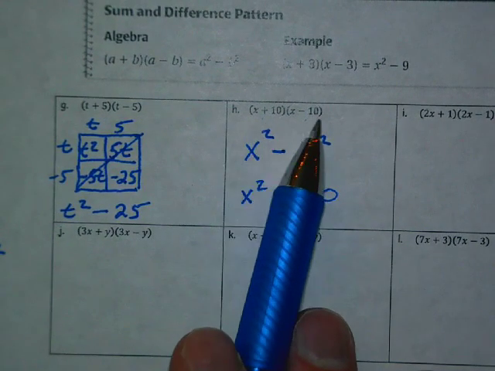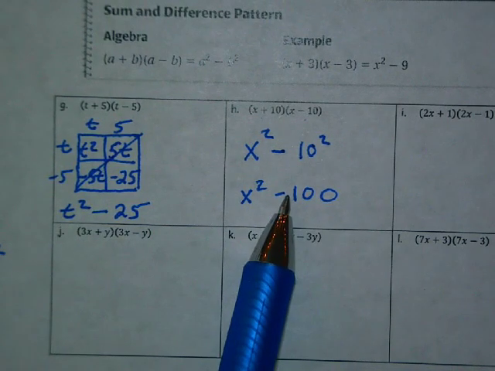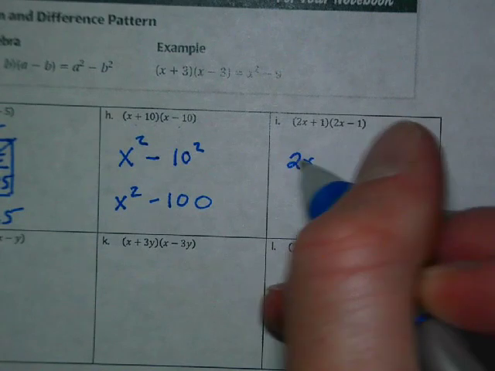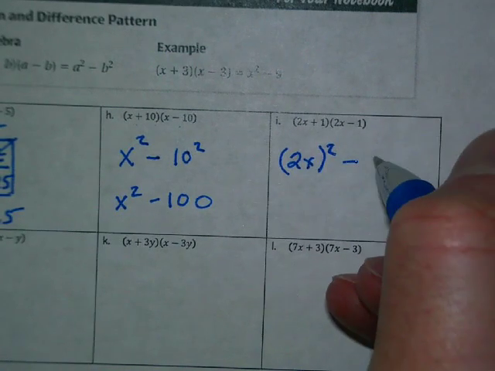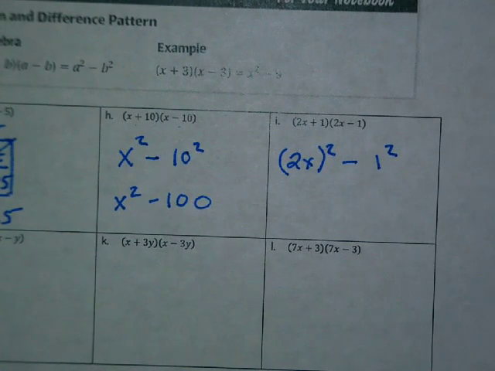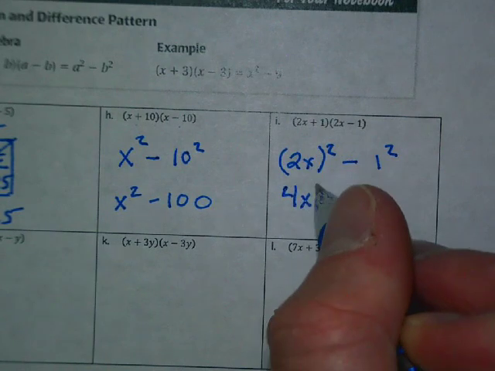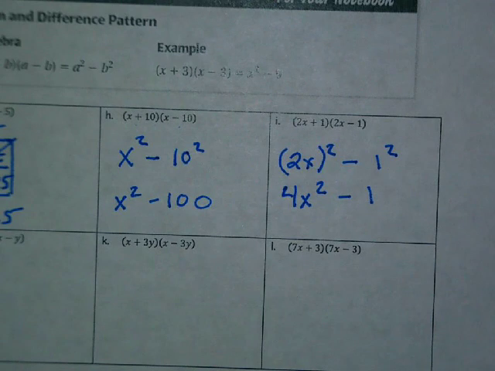Okay, the reason why it's always a minus is look at your last term. That's always going to be a positive times a negative, right? So it's always going to be a minus there. That sign will never change. So if we use that again, on I, square the first term, minus square the second term. And then you just simplify that. What is 2 squared? 4, so you get 4x squared, and then 1 squared is 1.